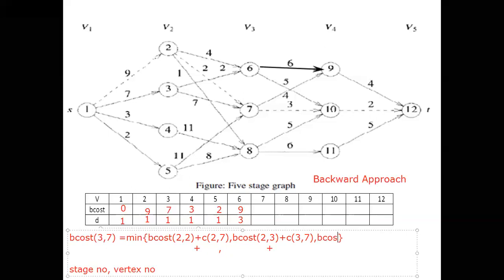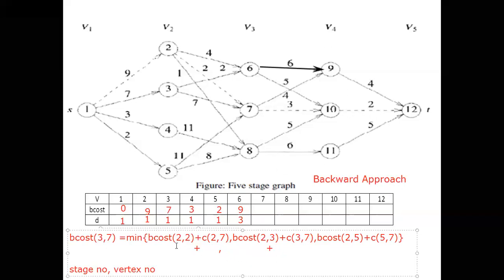B cost of 2, 5 plus, what is the C value? C of 5, 7, because 5 to 7 is the edge that is going. C of 5, 7. I should close it. I hope it's over in the case of 7. Now we have to find out the value.